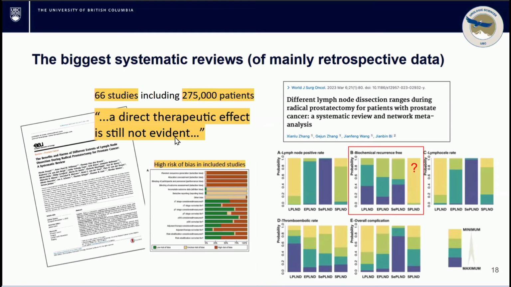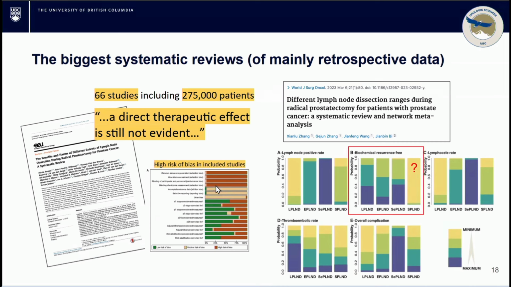A lot of people will refer to the 2017 Fossati systematic review, and it's a really good review. For those who are unfamiliar, they analyzed 66 studies, recruiting a total of 275,000 patients. And overall, they couldn't discern a direct therapeutic effect for any extent of pelvic lymph node dissection. And the identified risk of bias was also fairly high in the majority of included studies. More red is bad.